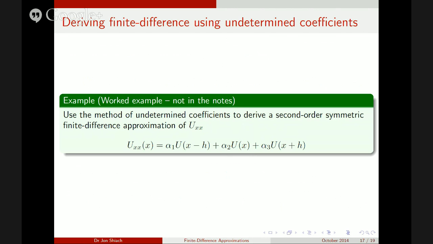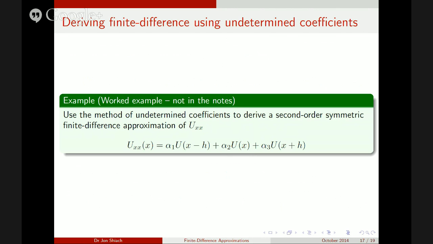Okay, remember, what we're looking for is the second derivative. Okay, so I want this to be equal to 0, and I want minus alpha 1 plus alpha 3 to be equal to 0. Okay, so I want all of these terms to be equal to 0. So I have alpha 1 plus alpha 2 plus alpha 3 should be equal to 0. Minus alpha 1 plus alpha 3 should also be equal to 0. And finally, we want the term which is multiplied by uxx to be 1. So what I want here is for alpha 1 plus alpha 3 to be equal to 2 over h squared.